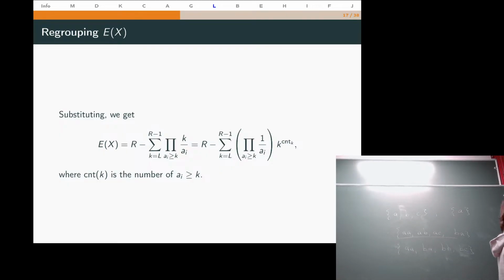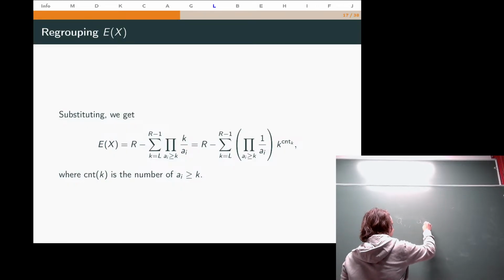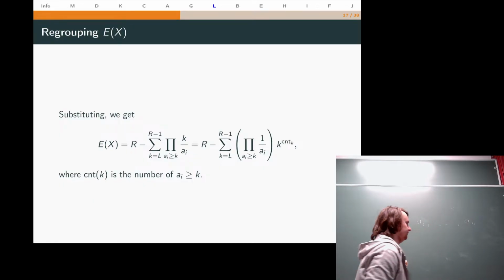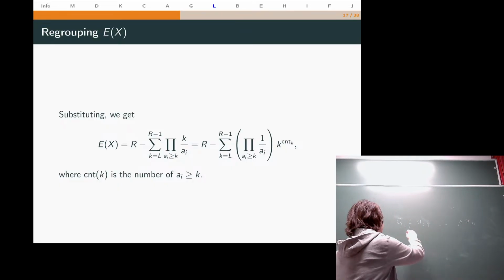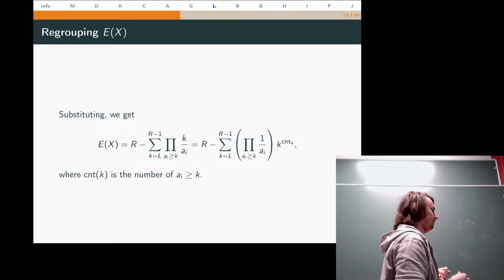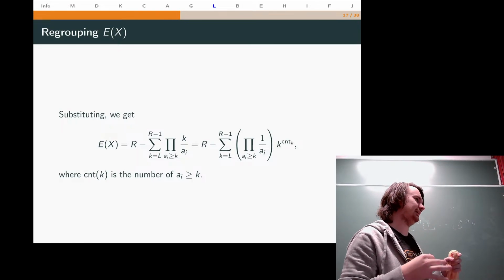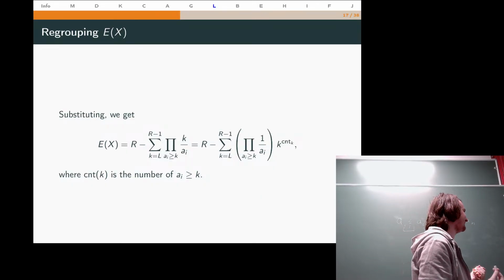Now we can group together values of k for which, basically, if you consider all ai, if we sort this array, there will be some segment of k's that belong here, some segment of k's that belong here, etc., for which we only care about the number of ai's that are larger than this k, and we also care about the product of ai's that are larger than this k.